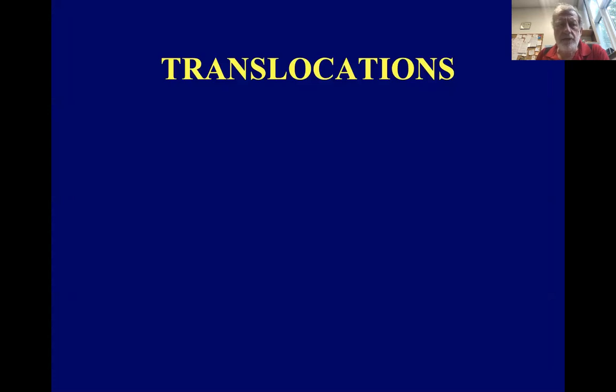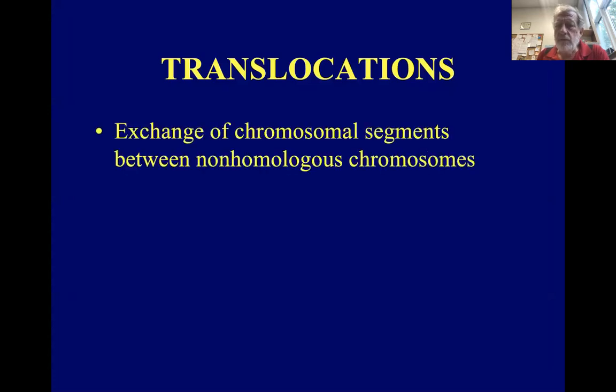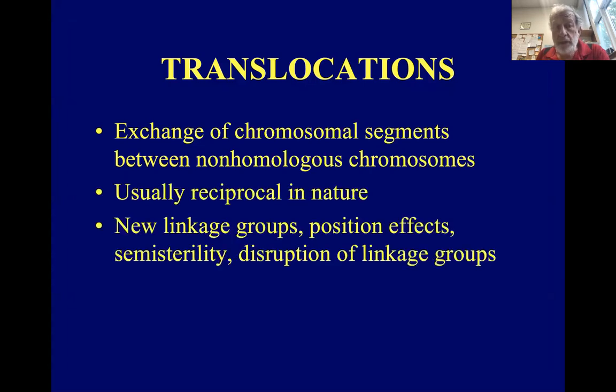On to translocations. So, exchange of chromosomal segments between non-homologous chromosomes, usually reciprocal in nature. You see new linkage groups being formed by them. Position effects can occur from translocation, semi-sterility, and then also the disruption of linkage groups or co-adapted gene complexes.